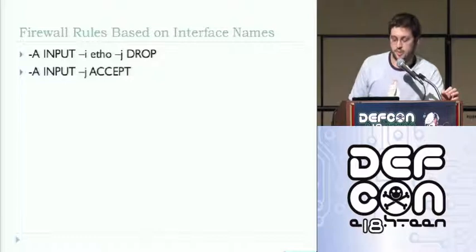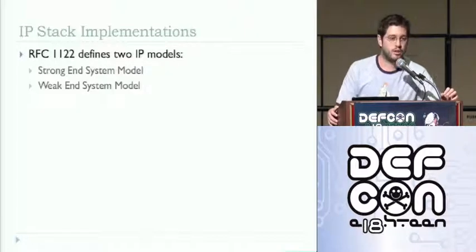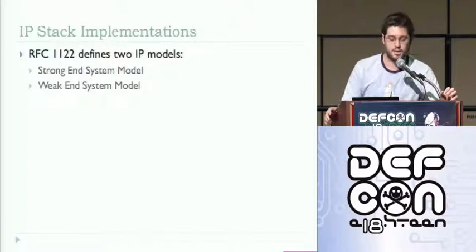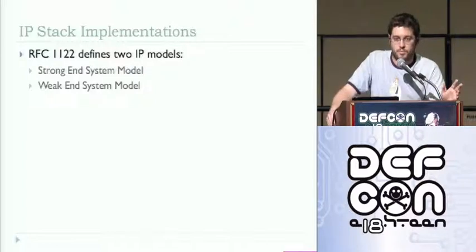And where this comes back to bite us is when you look at how the underlying operating system on the router handles IP packets. RFC 1122 defines 2 models for implementing an IP stack. The first is the strong model, and the second is the weak model. Which do you think is better?